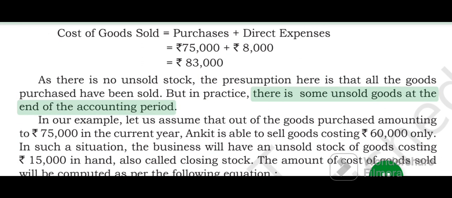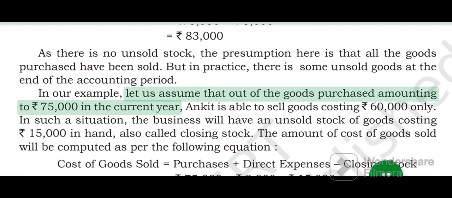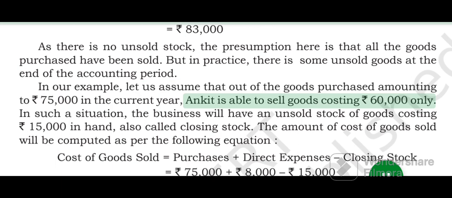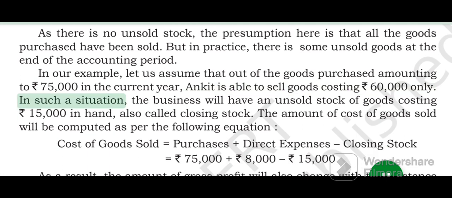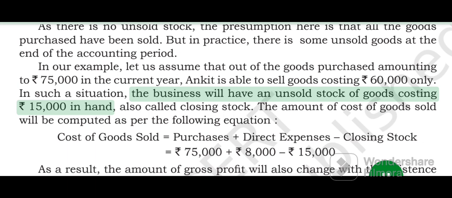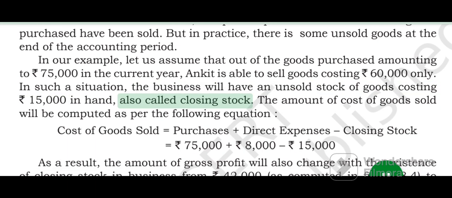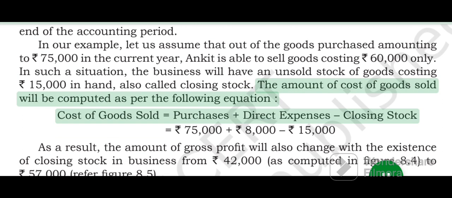But in practice, there are some unsold goods at the end of the accounting period. In our example, let us assume that out of the goods purchased amounting to 75,000 in the current year, Ankit is able to sell goods costing 60,000 only. In such a situation, the business will have an unsold stock of goods costing 15,000 in hand, also called closing stock.